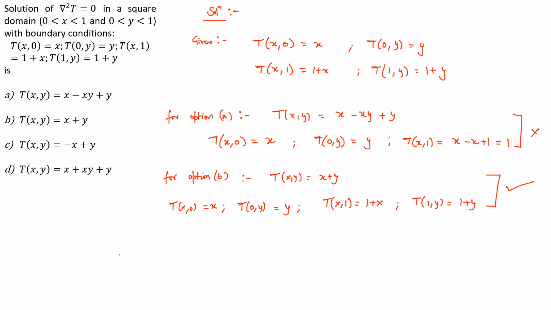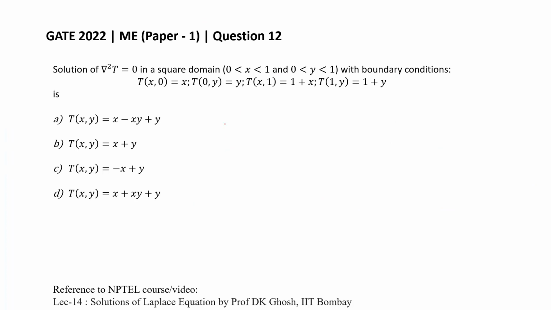We can check similarly for option C and option D, and we'll find that option C and option D do not satisfy all the boundary conditions. Thus option B is the correct option to this problem. So we solved this question and the correct option was option B.